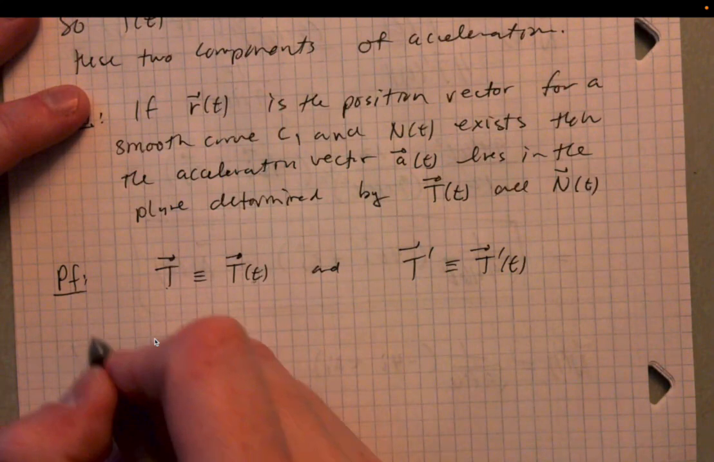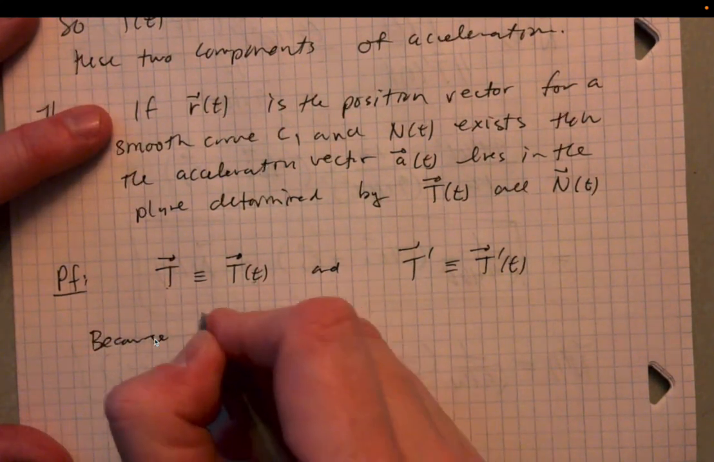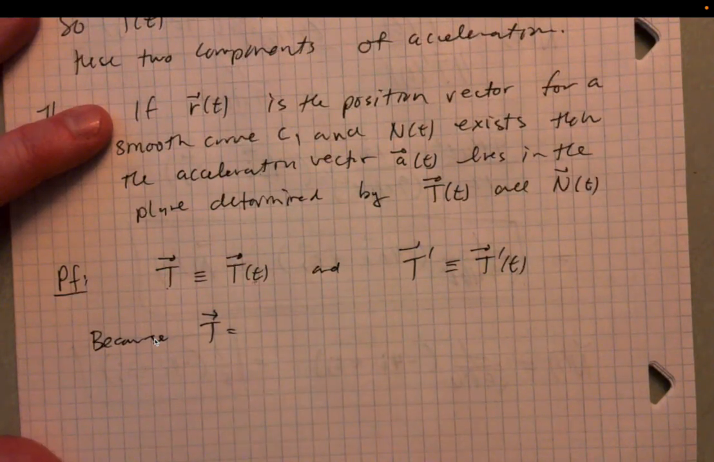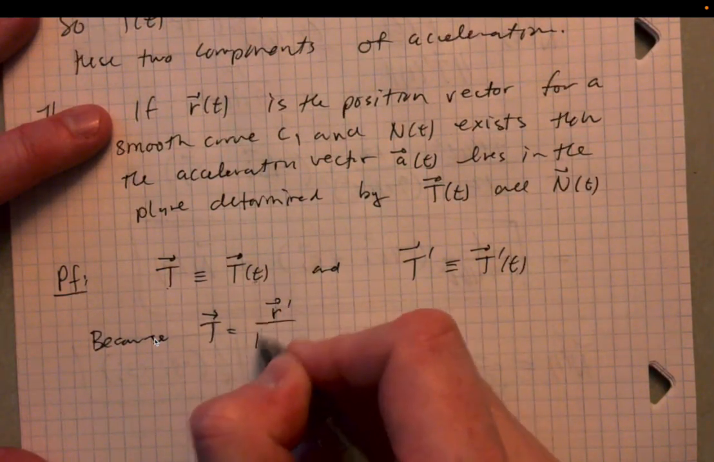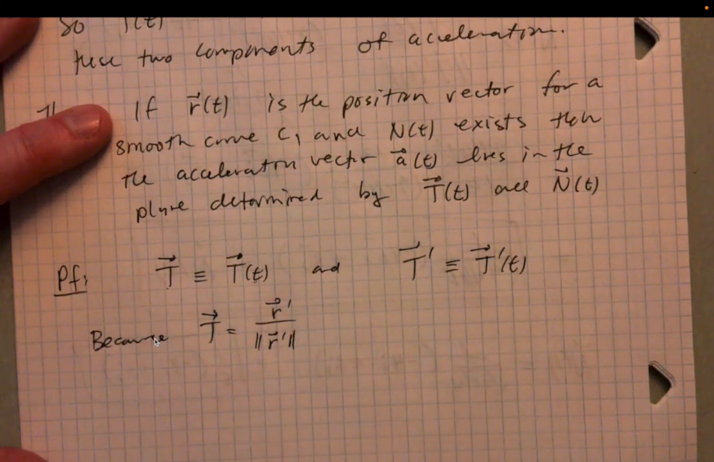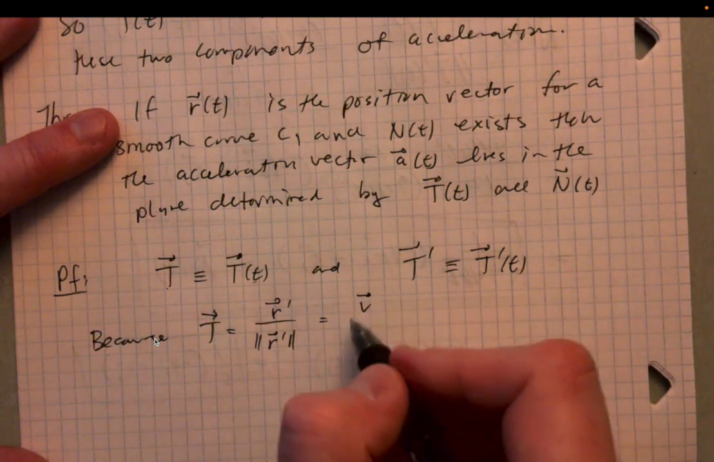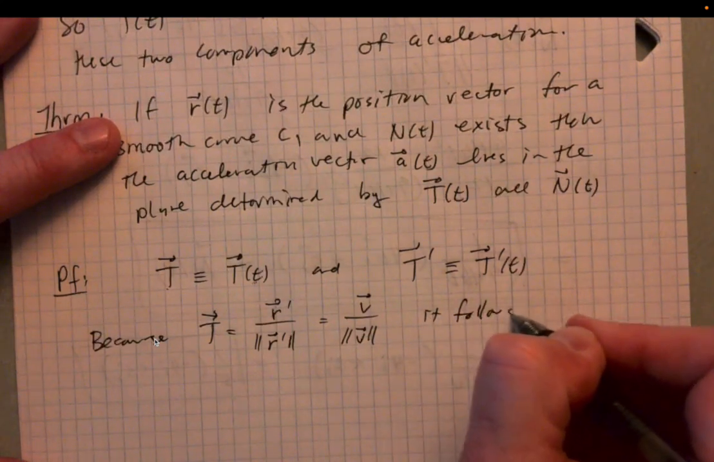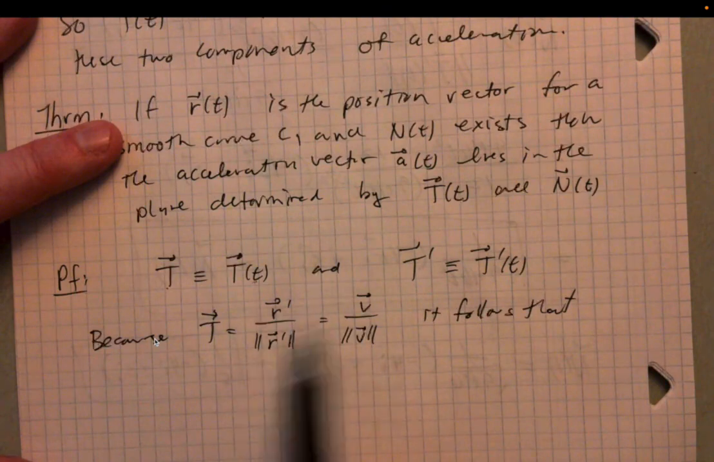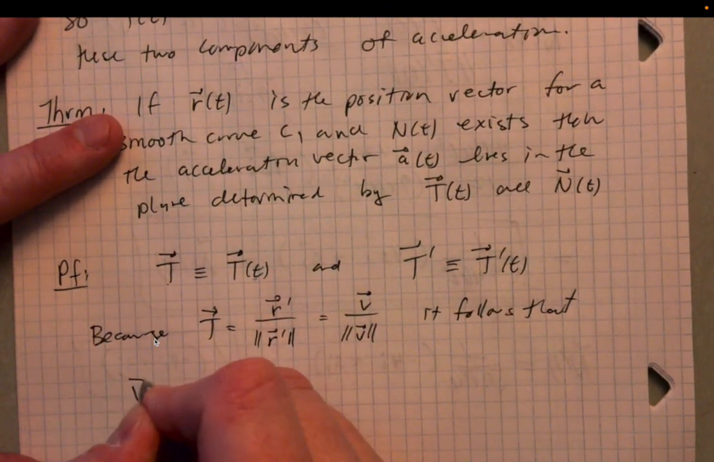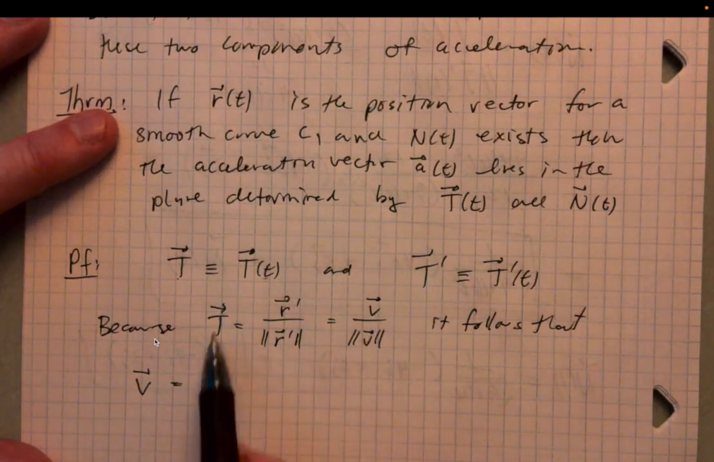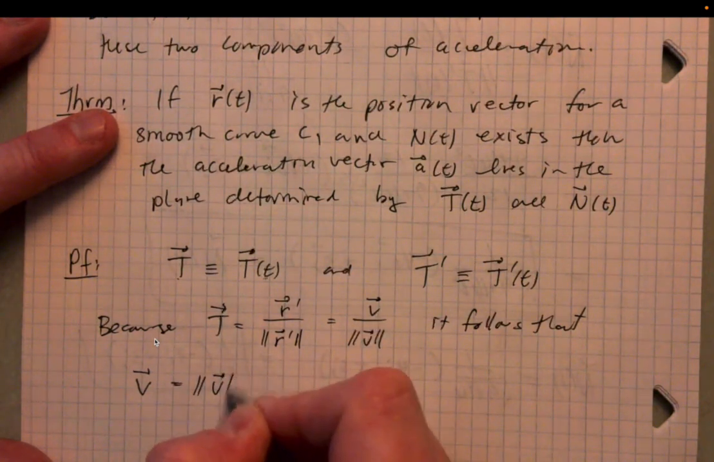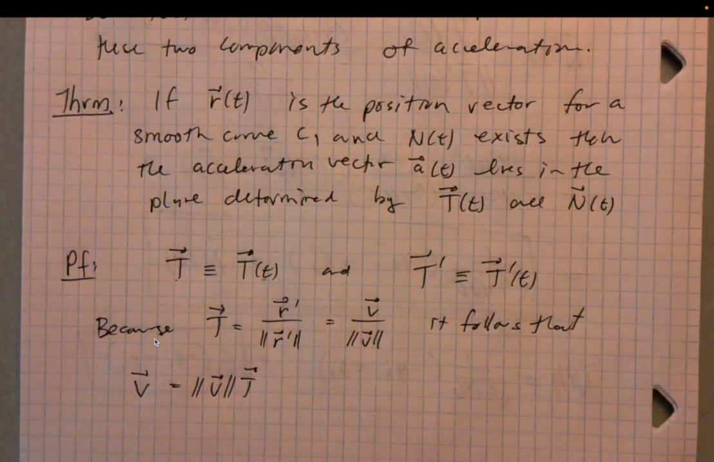Okay, so here's what we got. We'll start this off like this. Because T, we know where we got that. That was the derivative of r divided by the norm of the derivative of r. We know that that's equal to the velocity divided by its norm. Because of this, it follows, just doing a little bit of algebra here, that velocity is equal to the norm of velocity times T. So that's kind of our starting point. Now we're just going to differentiate both sides with respect to t.